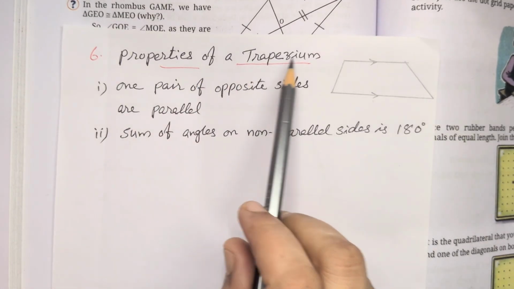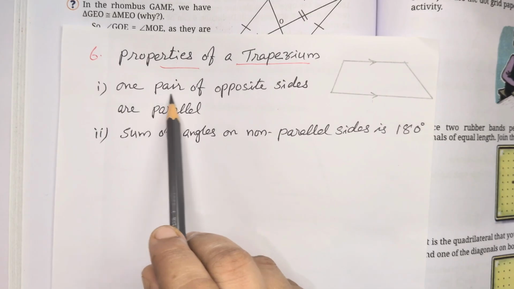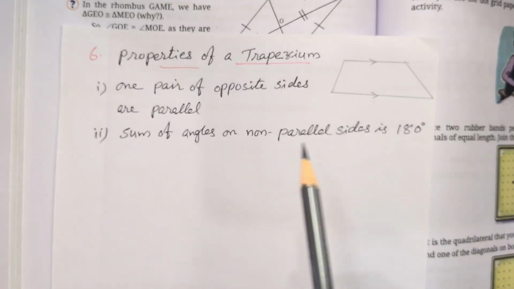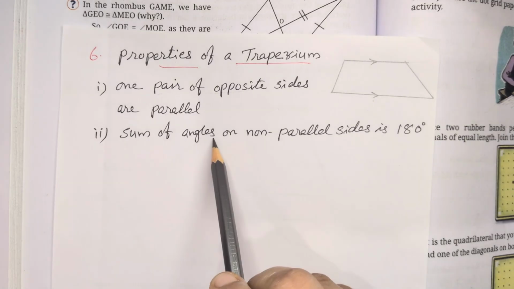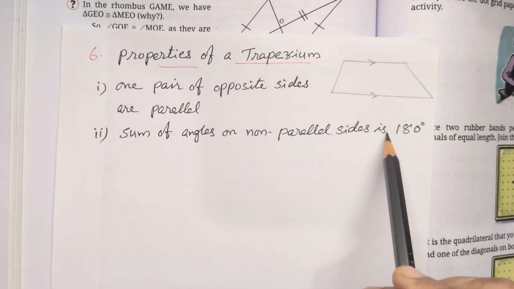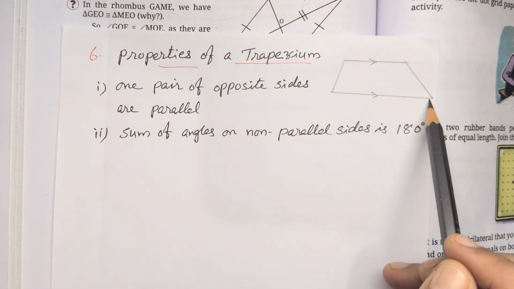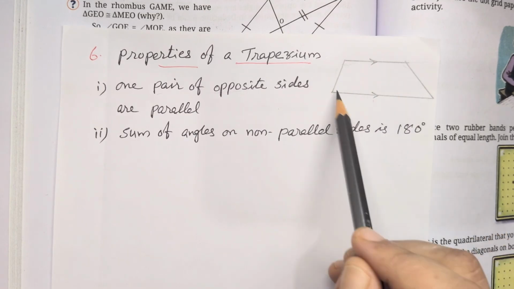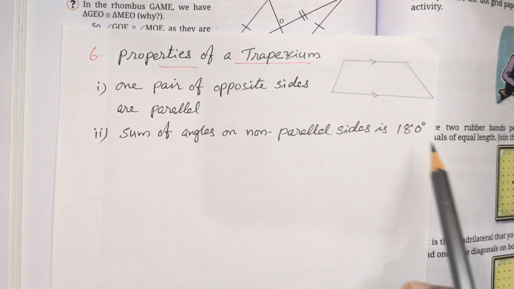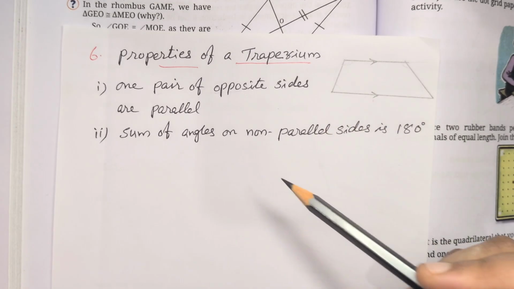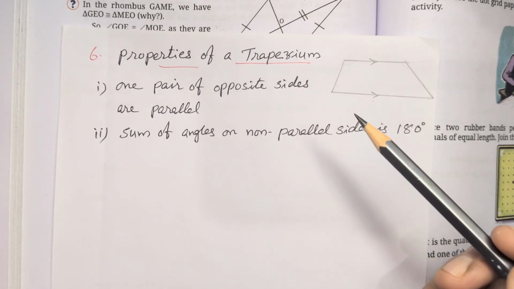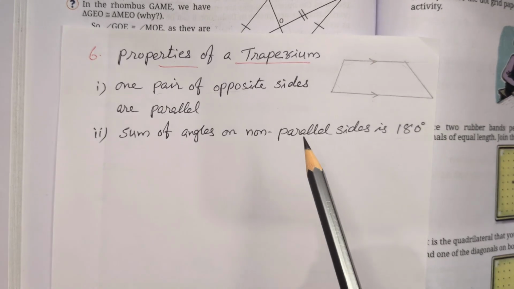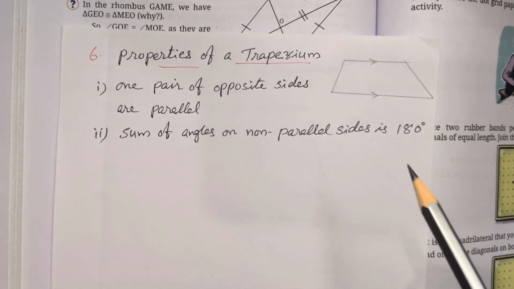Another shape, that is trapezium. One pair of opposite sides are parallel. Only these two, one pair of opposite sides are parallel. Sum of angles on non-parallel sides is 180. These are the non-parallel sides. And sum of these angles, or here, that will be 180 degree. So these are the different shapes of quadrilaterals with their names and properties. Based on that, we can do the rest of the figure it out.